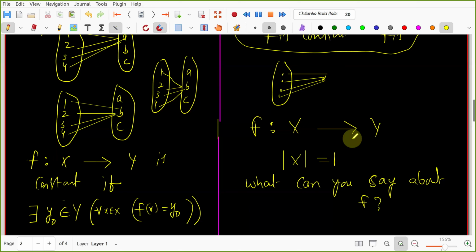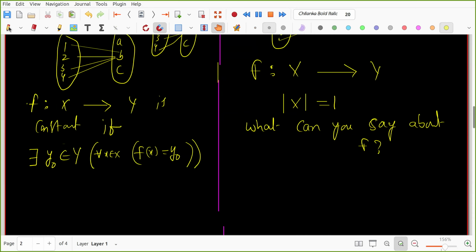F is a map from X to Y, and I'm telling you the cardinality of X is 1. What can we say about f? Okay, so I am defining one more. There are very few students here, so let us see with them and then I'll move forward. Hani, Bhushan, what is it you want to say?